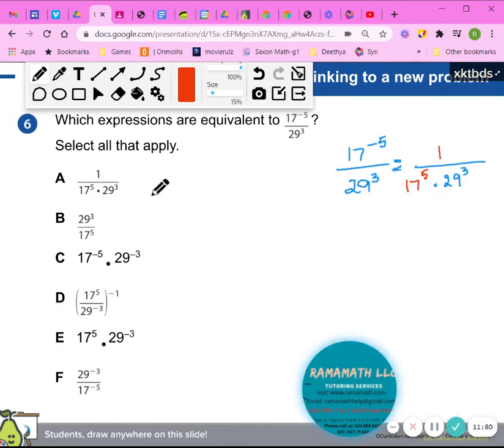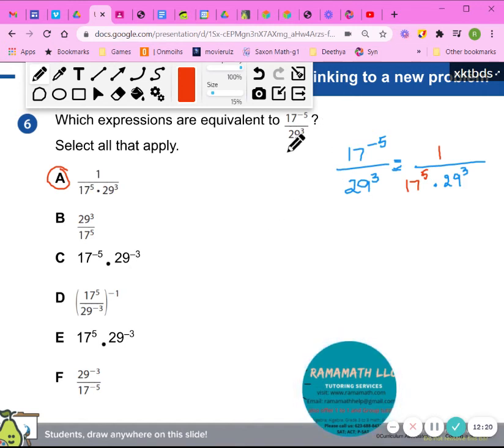So is anything matching with this? You see the A, B, C, D, E, F? See which one is matching. Tell me. Which one, guys? Use the chat box. 1 over 17 to the 5, and then 29 to the third exponent. So it looks good to me. Okay, that's good.